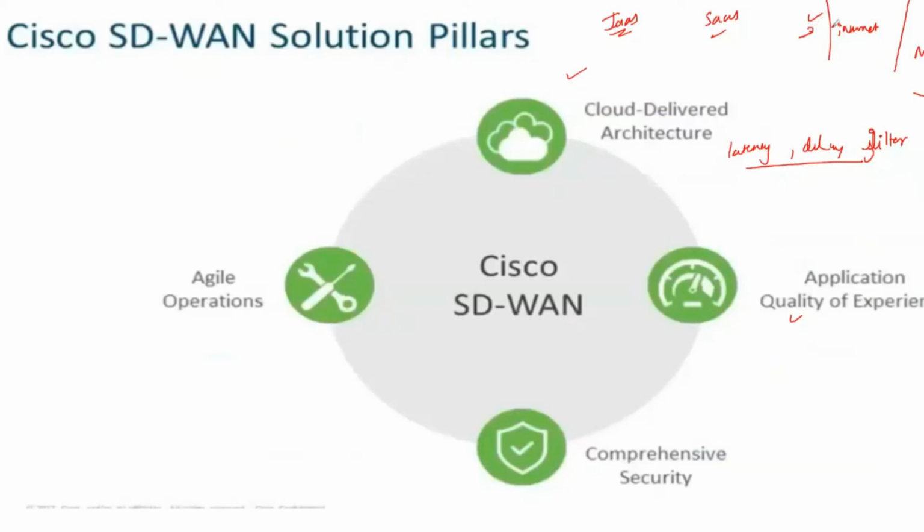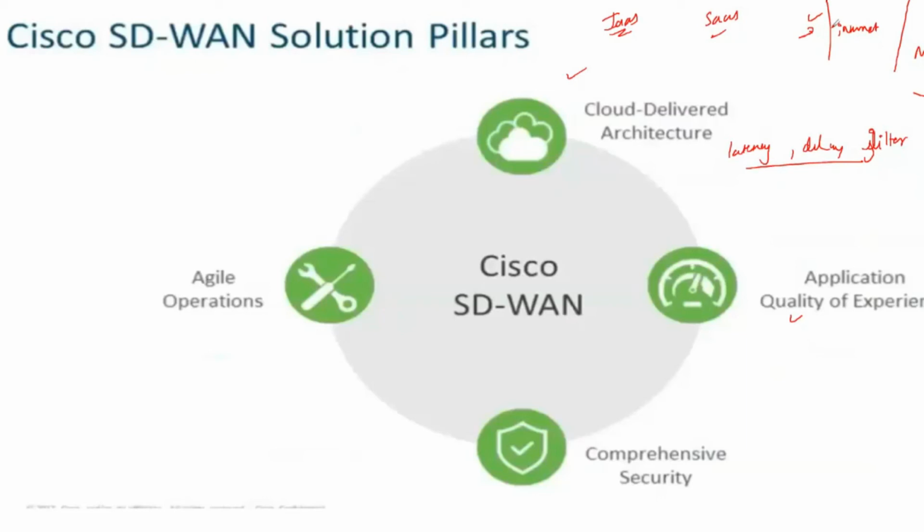Because of that, the overall application quality of experience for the users will be much better compared to the traditional network. In the traditional network, those characteristics are not there. You cannot do performance-based routing in a traditional network. Whereas here in SD-WAN, those things are available. Not only application-aware routing, but also performance-based routing. So the overall quality of experience for the users will be a lot better.